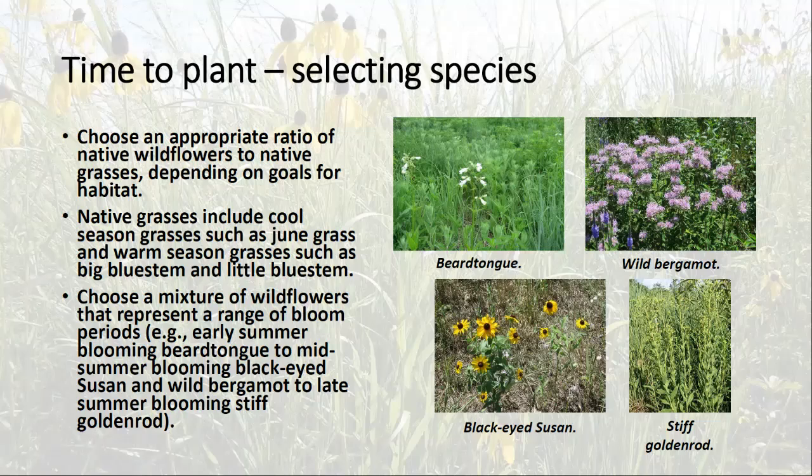In this case, what you're seeing on the right is a range of blooming periods, such as beard tongue, which is an early summer bloomer, wild bergamot and black-eyed Susan, which is roughly midsummer blooming, and then stiff goldenrod, which is late summer, early fall. And a lot of times, if you get a seed mixture from a conservation district that participates in NRCS cost share programs, oftentimes the wildflower seed mix does represent that range of bloom periods.